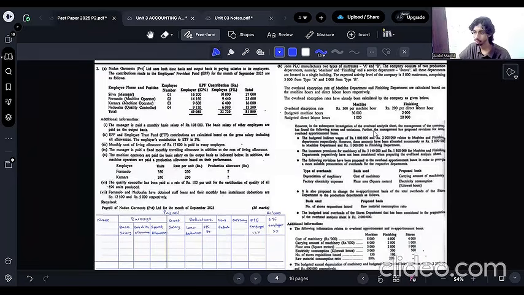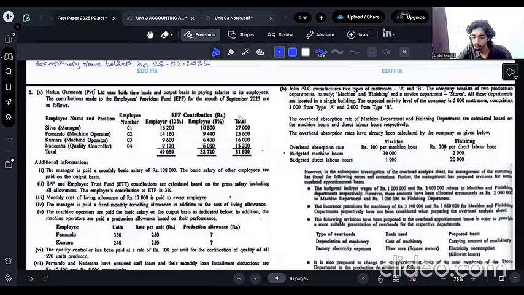Moving on to the second question. In the 2025 paper, a payroll was tested under labor costing. They have given a few details and said to prepare the payroll of Nadun Garments. There are 4 employees, Silva, Fernando, Kumar and Nadisha. Nadun Garment Private Limited uses both time basis and output basis in paying salary. Time basis means for the number of hours, output basis based on the amount of units produced.